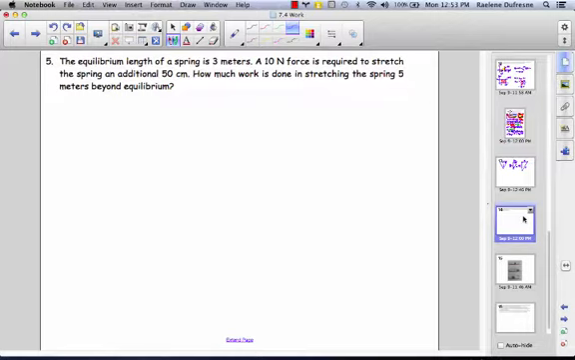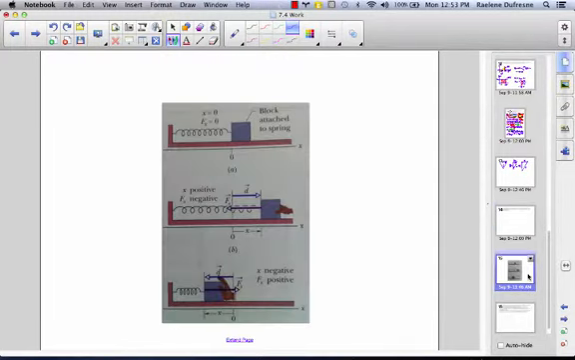Okay, in number 5, we're going to be dealing with springs, so this makes us think of Hooke's law. The equilibrium length of a spring is 3 meters. A 10 Newton force is required to stretch the spring an additional 50 centimeters. We want to find out how much work is done in stretching the spring 5 meters beyond equilibrium. Let's just take a quick look.